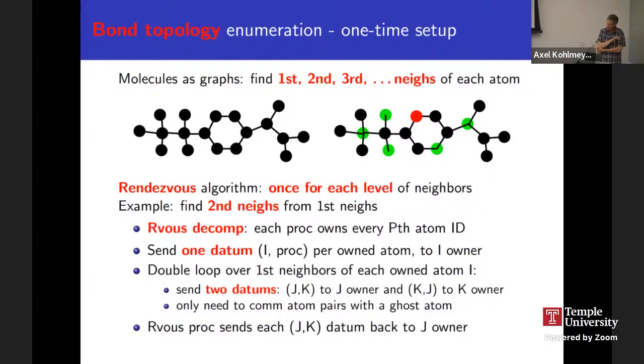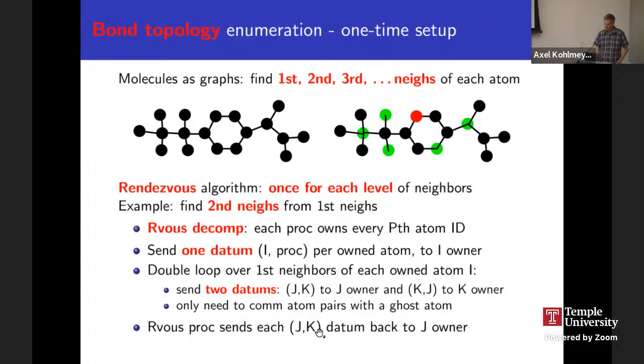And I should say that at this point, this computation is done very early in the setup before we've even defined or acquired ghost atoms. So all we really know is our own atoms. We don't know anything else about the topology of the molecules or where they go. All we know is that we own some atoms and we don't know anything about atoms we don't own. Okay, so what the rendezvous processor does, it doesn't really have to do any computation.